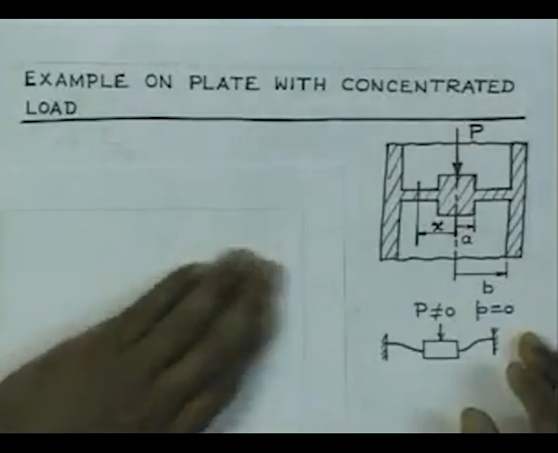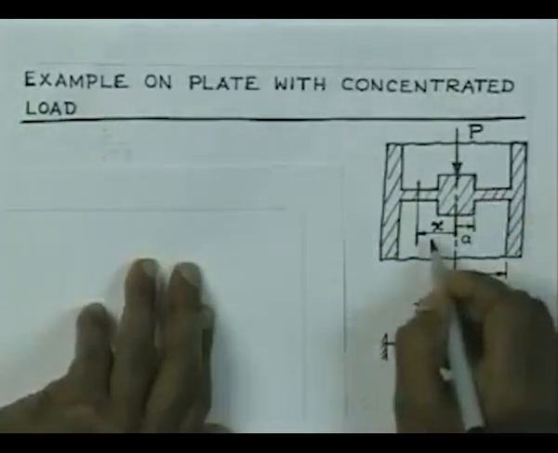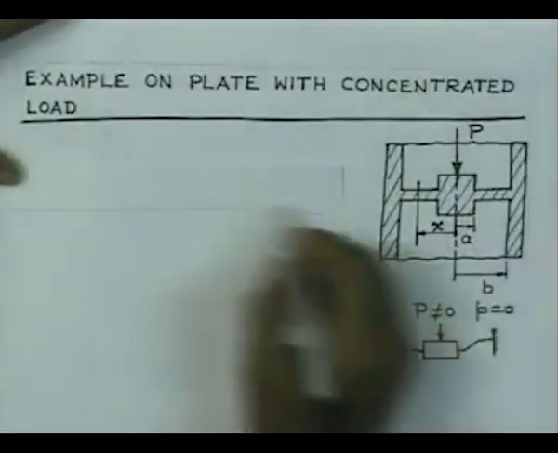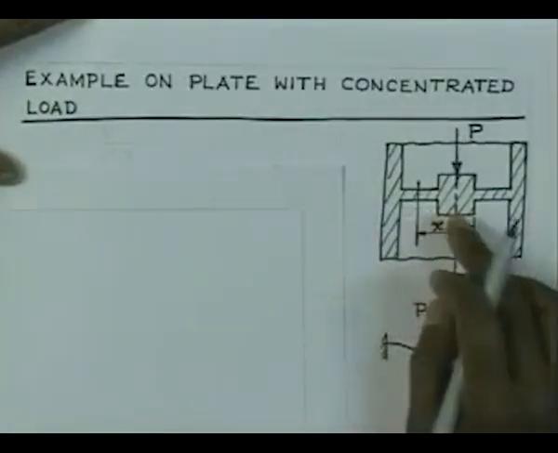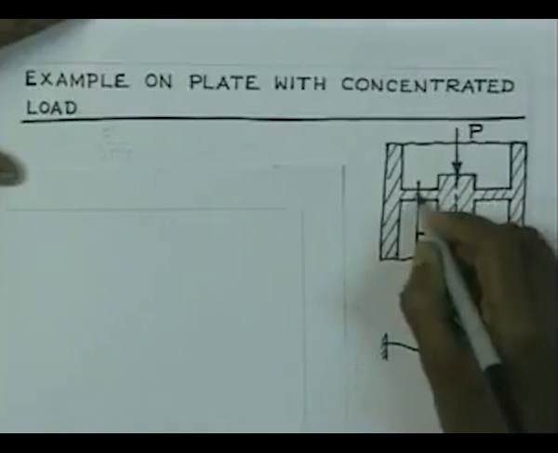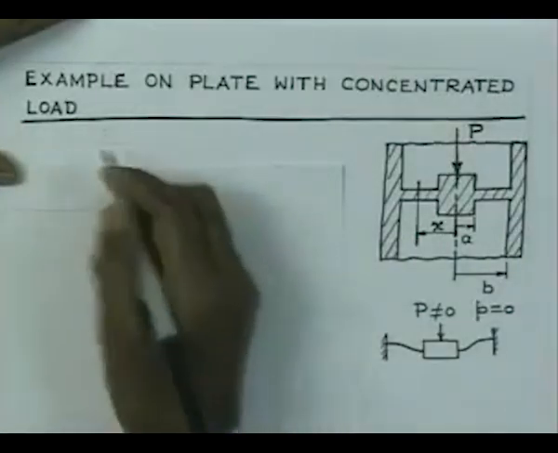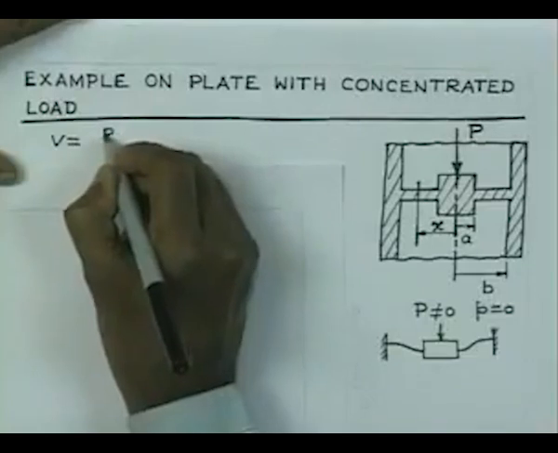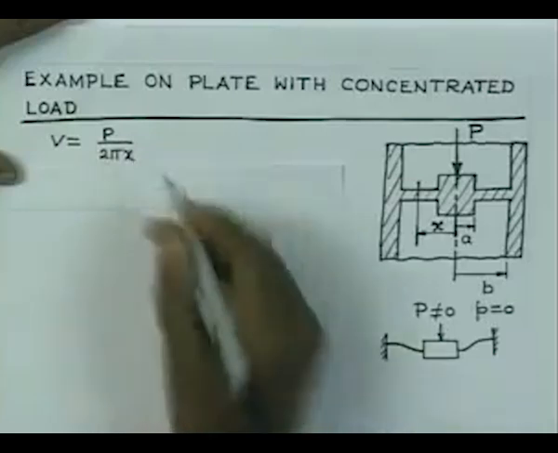As usual, we will consider a radial portion of the plate which is at a distance x. We consider that portion, and therefore, you can now consider that area. Since we are interested in finding out the shear force per unit length of the circumference on this circle, we will have 2 pi x into V, that must be equal to the total load. So, therefore, V equal to P by 2 pi x.